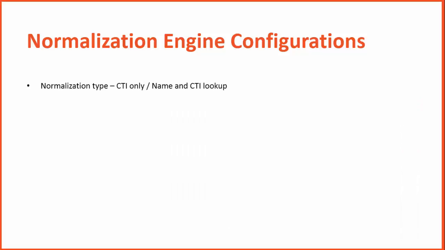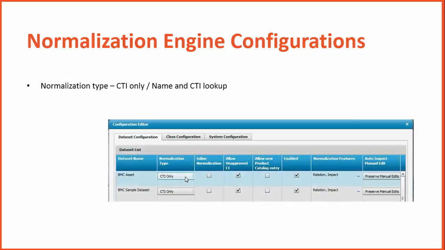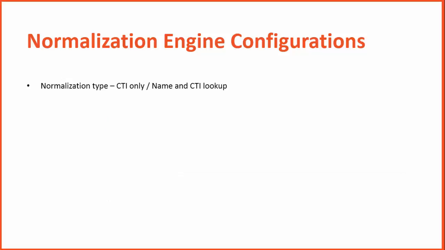Normalization is of two types. One is CTI only and the other is name and CTI lookup. Best practice recommends that you should use name and CTI lookup as the normalization type for the dataset. You can select the normalization type for a dataset from the Dataset Configuration tab in the Configuration Editor.